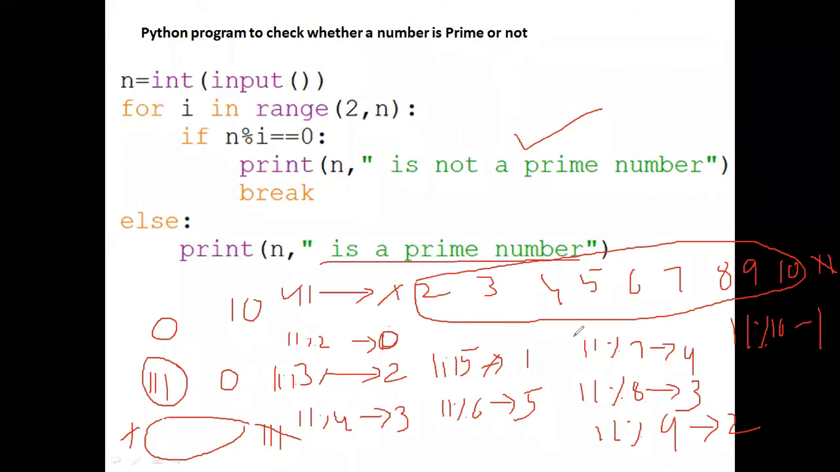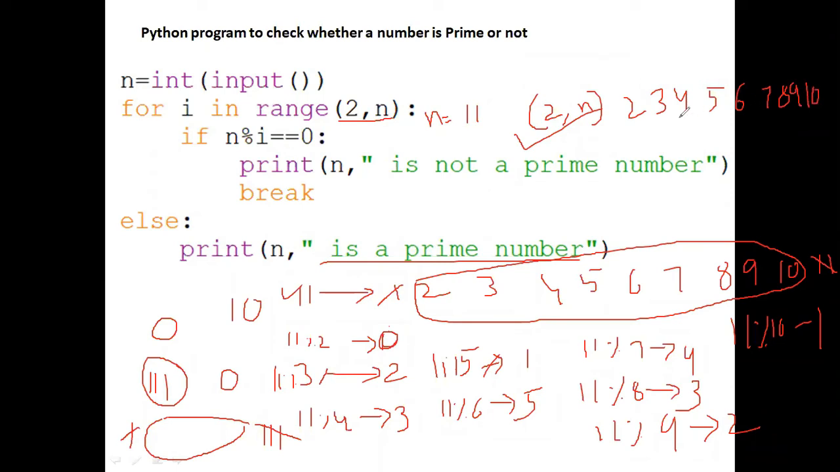How do I solve this problem? To find whether a given number is prime or not, I am taking the range from 2 to n. If it is 11, n equals 11. I run this loop from 2 to n. So 2 to n means 2, 3, 4, 5, 6, 7, 8, 9, and 10. So these are the numbers. Now, in each iteration, the i value becomes 2 in the first iteration, in the next iteration 3, in the next iteration 4, and so on.